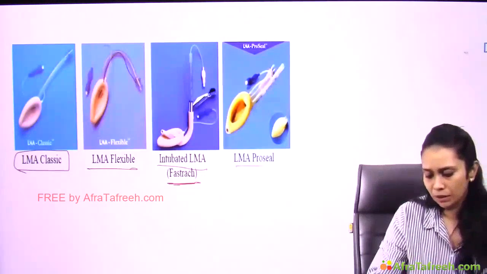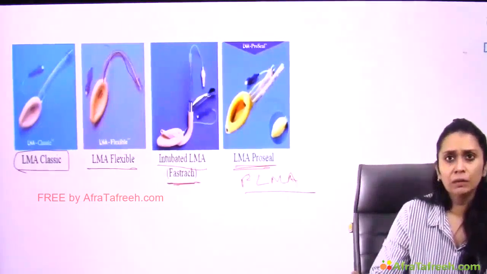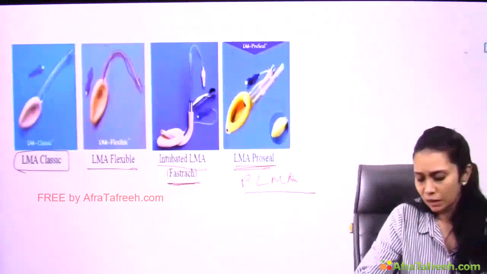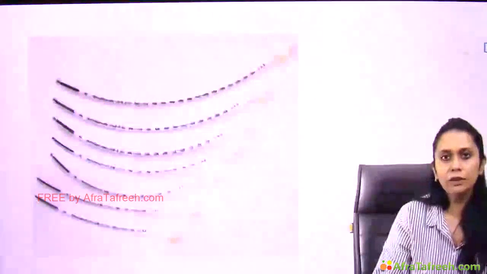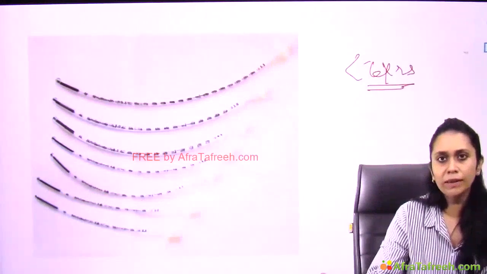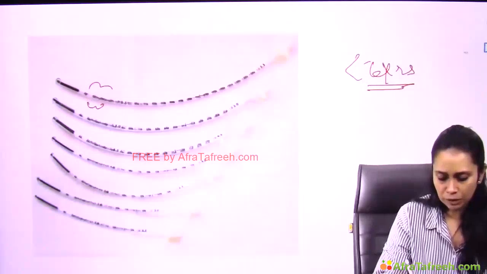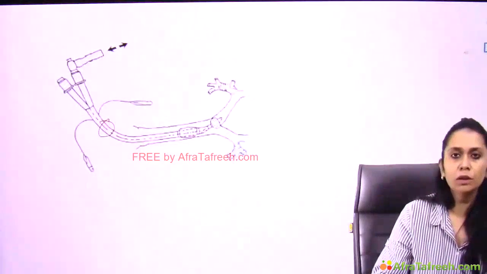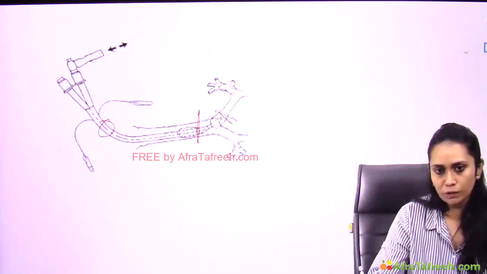This is the LMA ProSeal, PLMA, which we discussed in detail when we were discussing airway devices: it has 2 cuffs, 2 openings, 2 tubes, right? This is an uncuffed tube used in pediatric patients less than 6 years to prevent subglottic edema. This is an uncuffed tube, it doesn't have a cuff, while the adult tube does. Then this is a double lumen tube used for thoracic surgery, right? One lumen remains in the trachea, another goes into one of the bronchi.